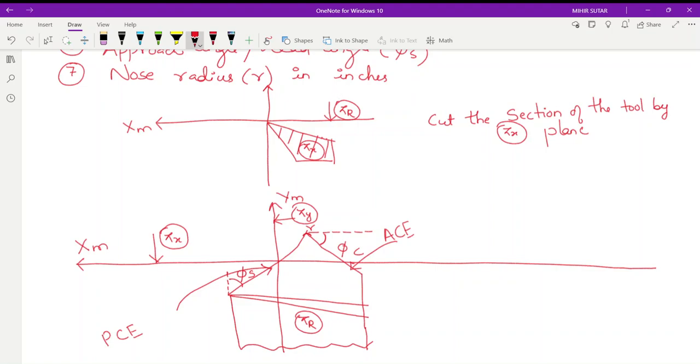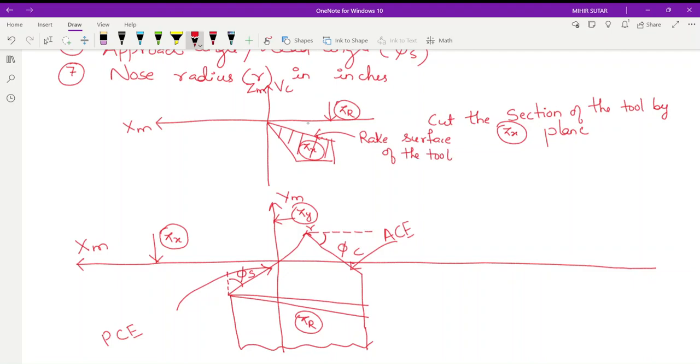This is the pi r plane, and this is your Vc. Vc is in the direction of zm. The zm axis is always in the direction of your cutting velocity Vc. And this is the rake surface. This is the rake surface of the tool.